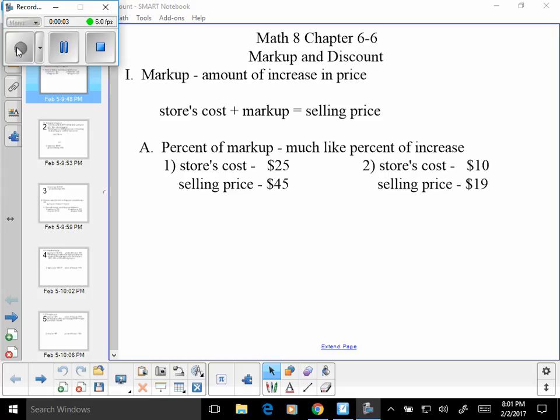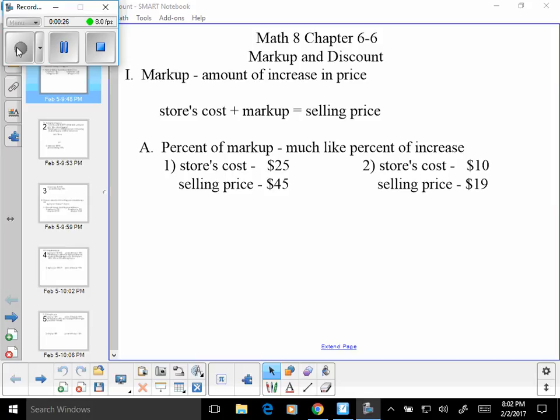Hello again, class. This is going to be chapter 6 lesson. We are going to take Roman numeral 1 as part 1 and then Roman numeral 2 as chapter 6 lesson part 2. Today we're going to be working with markup and finding selling price.